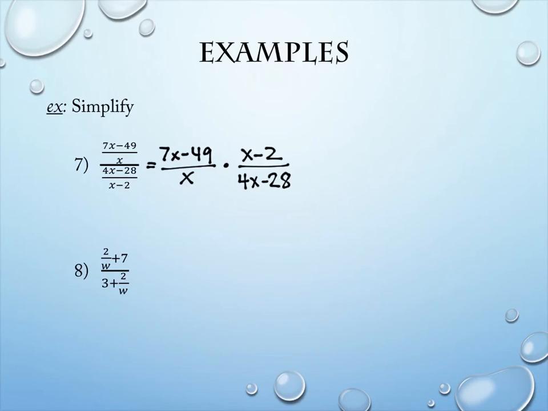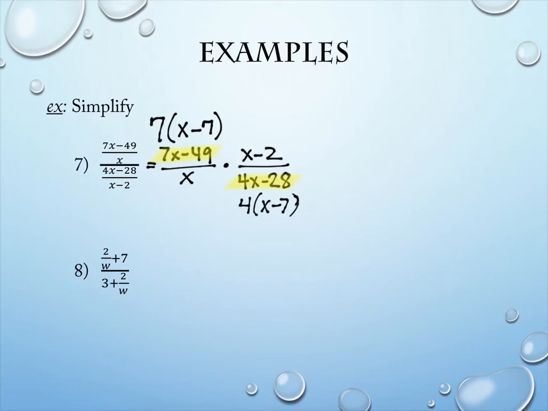So this one feels like the last one. I have pieces that are not sort of in their factored form. That very top piece right here, 7x minus 49. What can I factor out of 7x and 49? 7. So I'm going to pull a 7 out, and I'm left with x minus 7. Is there anything else I can do like that? The 4x minus 28. What will factor out? The 4, and then x minus 7, exactly.